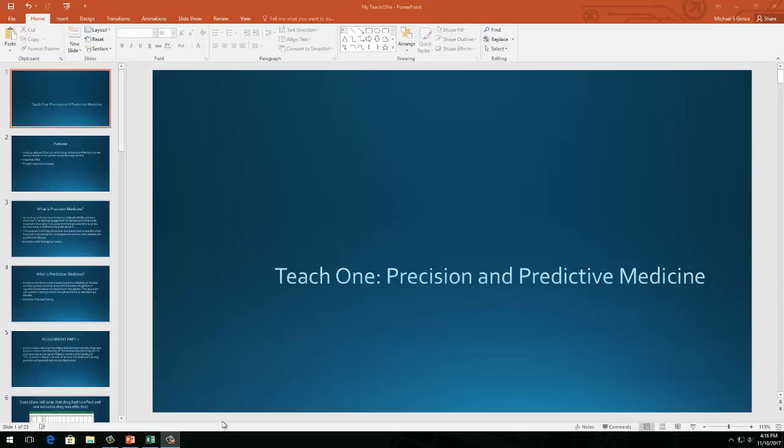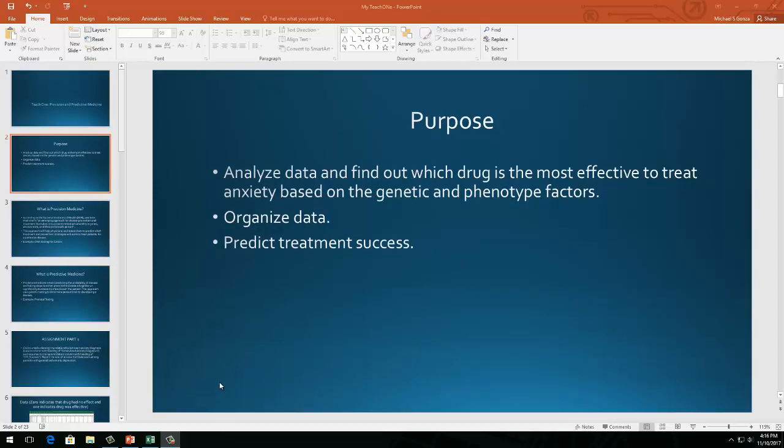The purpose of this assignment is to analyze data and find out which drug is the most effective to treat anxiety based on the genetic and phenotype factors, to organize data and predict treatment success.